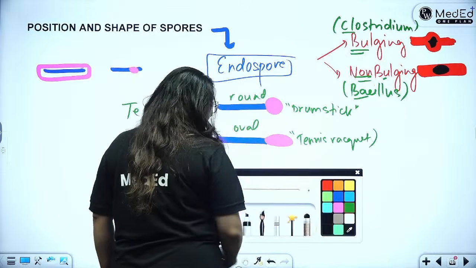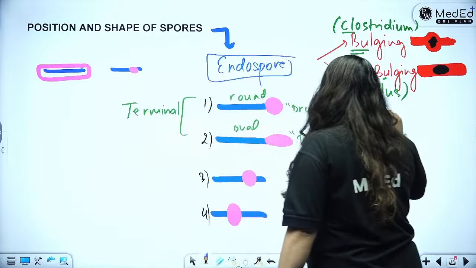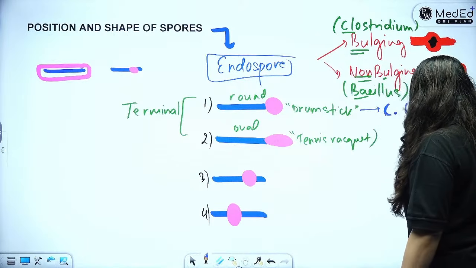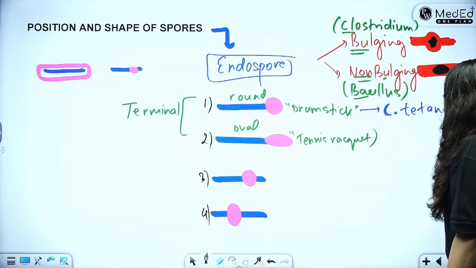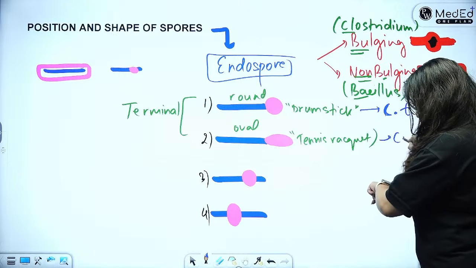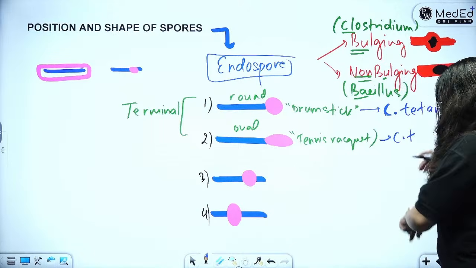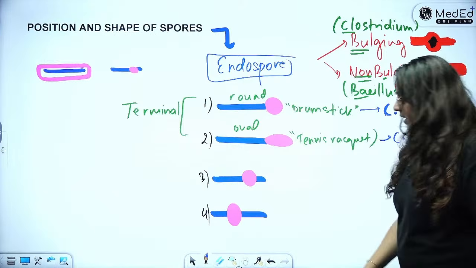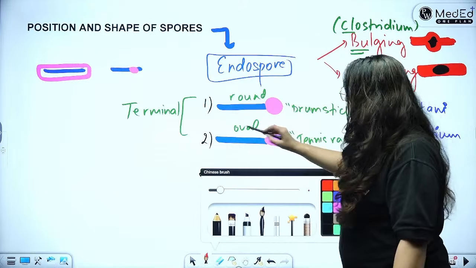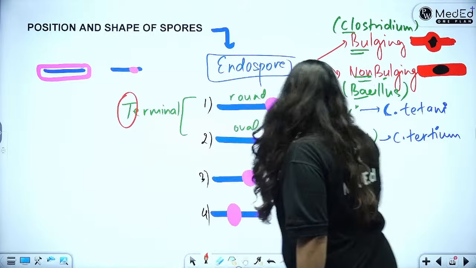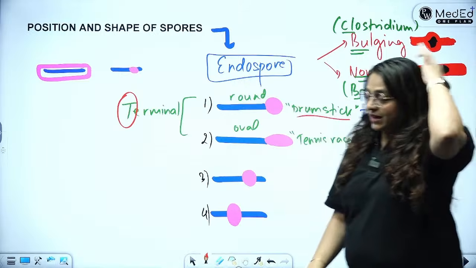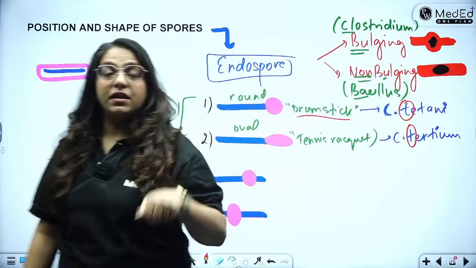The terminal round spore, which gives the drumstick appearance, is shown by Clostridium tetani. And the terminal oval spore is shown by Clostridium tertium. All right, so it is very easy to remember: T for terminal, and T for tetani and tertium. Tetani looks like a drumstick, which is why it is the terminal round spore.